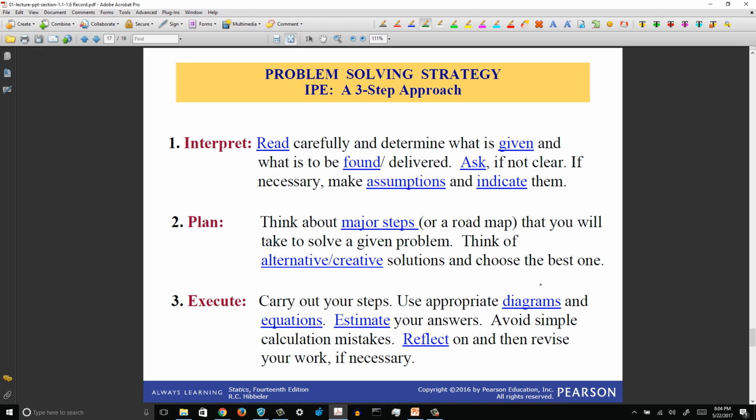Apply the relevant principles, generally in mathematical form. When writing any equations, be sure they are dimensionally homogeneous. Then solve the necessary equations and report the answer with no more than 3 significant figures. Study the answer with technical judgment and common sense to determine whether or not it seems reasonable.